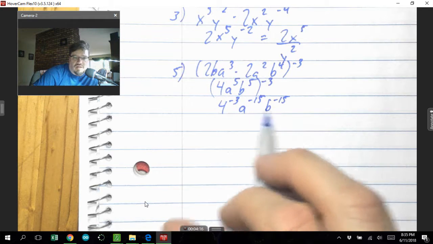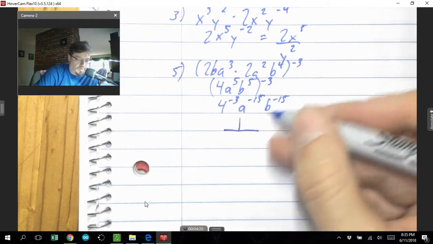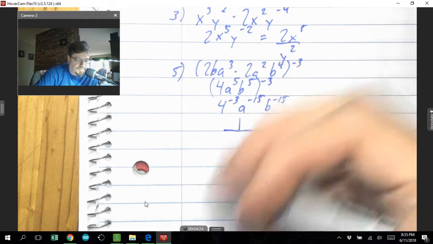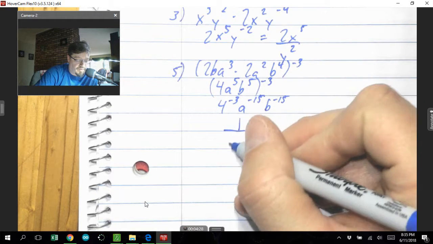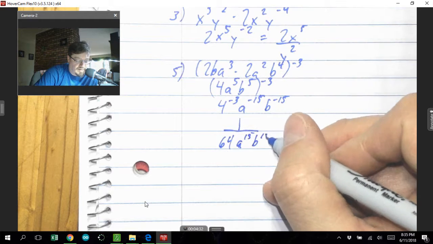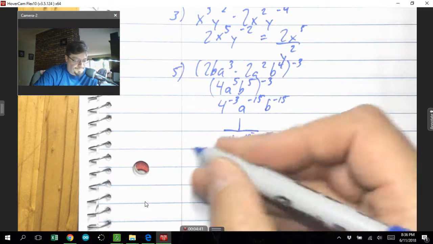So these all have negative exponents. They are in the wrong location, so they are all in the denominator. 4 to the third power. Now remember, once you move them, they actually become a positive exponent. 4 to the third power is 64. You have A to the 15th and B to the 15th. And that's it. There's nowhere else to go. All positive exponents, and there's nothing else that you can actually simplify.